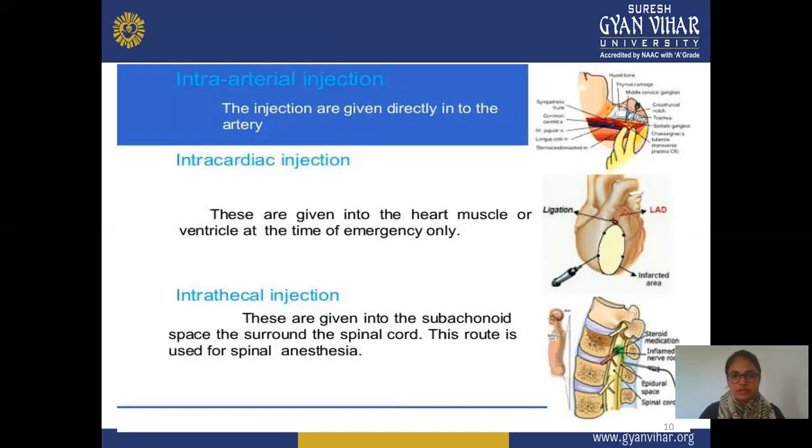And intrathecal injection, these are given in the subarachnoid space surrounded by the spinal cord, and this is used for spinal anesthesia. Means this route has a specific use, like anesthetic effect on the spinal cord or spinal area, and it is given in the subarachnoid space that surrounds the spinal cord.